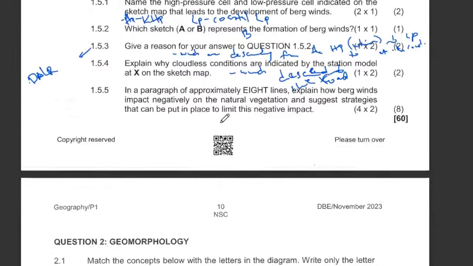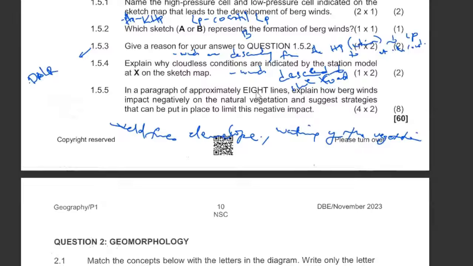Write a paragraph of about 8 lines explaining the negative impact on the natural vegetation and suggest strategies. When you consider that, we're going to say that wildfires develop. That is one of the negative impacts on the vegetation. Vegetation will bend down. But what are the suggestions? To control wildfires, we can suggest watering of plants, watering of the vegetation. This means that if vegetation is wet, it's very difficult for fire to spread. That's number one.